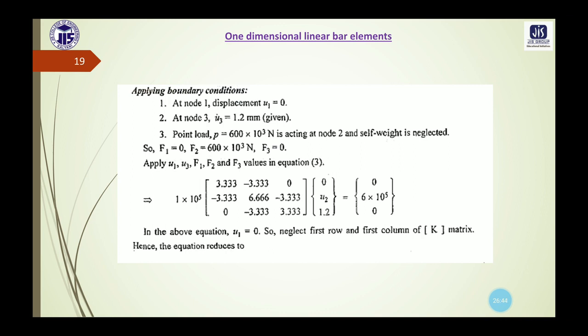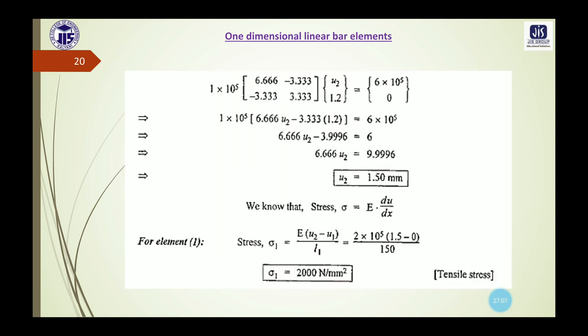So if we put the values of the nodal displacements and the forces here, then we can form this equation, where we have entered the values of the nodal displacements U1 and U3, and the values of the forces on the right hand side of this equation. Now from this equation we can do the matrix multiplication, and after 2 or 3 steps we get the value of the nodal displacement at point 2, that means U2 equals 1.50 millimeter.